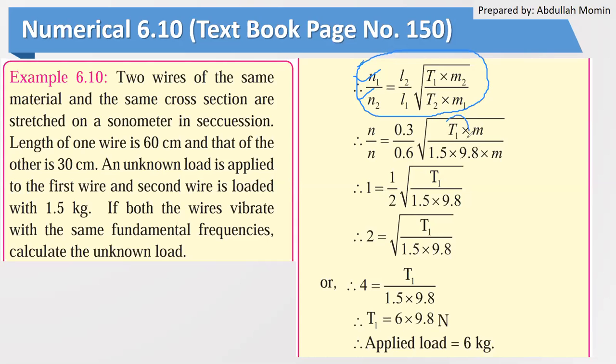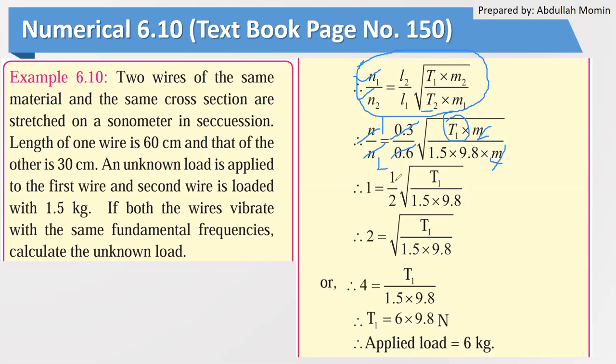T1, which we are going to find out. M, their linear density, is also the same. So instead of M2, we will write M, and instead of M1, we will write M. And T2 can be written as 1.5 kg. So this N and this N, this M and this M get cancelled. We will write 1 is equal to this 0.3 ones are 0.3, 0.3 twos are 0.6.